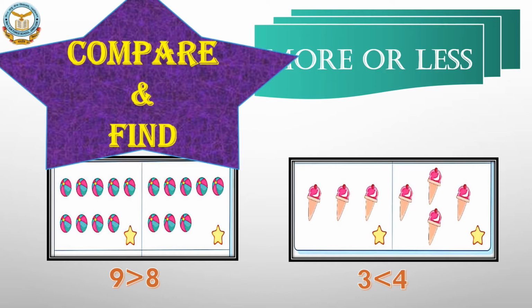Now we will move to the second picture. In this picture, we are going to count the number of ice creams. In the first picture, there are 3 in number, and in the second picture, they are 4 in number. And when you compare these two pictures, you know that 4 is greater than 3. So we are going to open this crocodile mouth towards number 4.